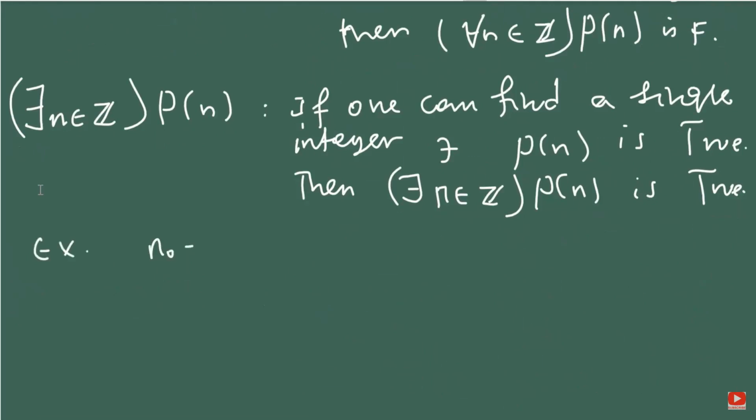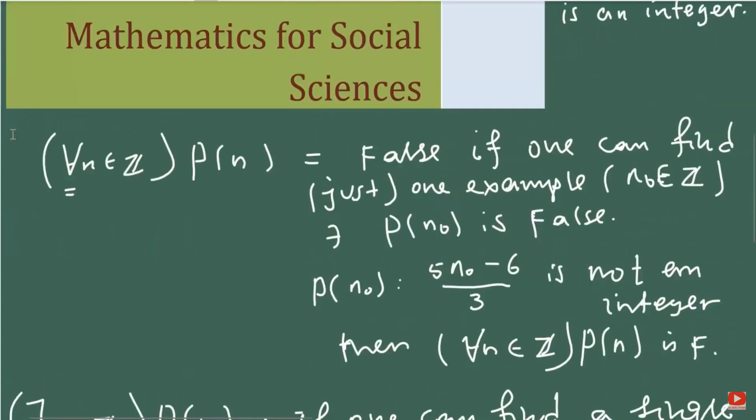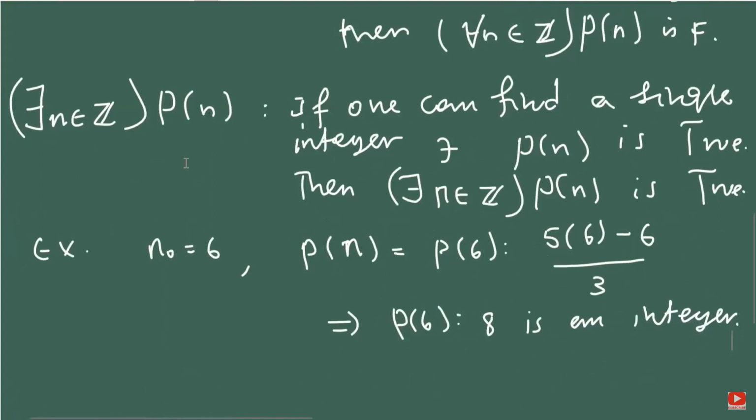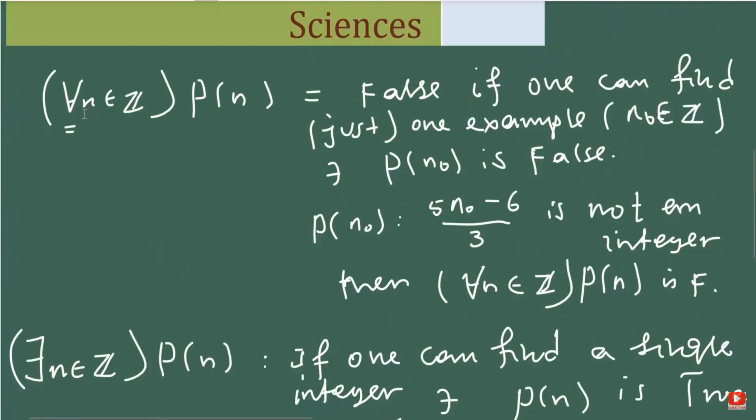For example, take n₀ to be 6. What is P(6)? P(6) equals (5 times 6 - 6)/3, which is 8. There exists n an element of Z, P(n) means there is some number which can make the given open proposition true. But for all n, P(n) means everything in the given domain makes this proposition true. Here we find some numbers, not all, but at least one that makes it true. So the universal one is false by finding just one example that makes it false.